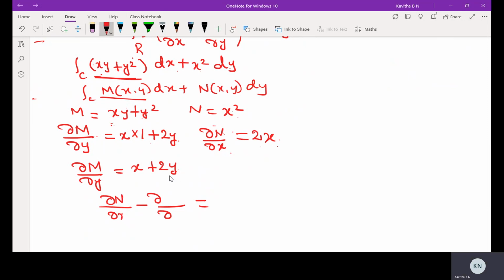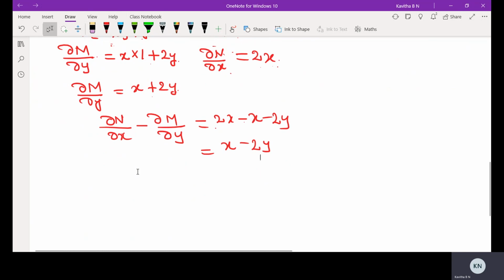Del n by del x minus del m by del y. Del n by del x is 2x, minus, now del m by del y is x minus 2y. Okay, 2x minus x is x, and minus 2y minus 2y. Okay, then next, R is the region.